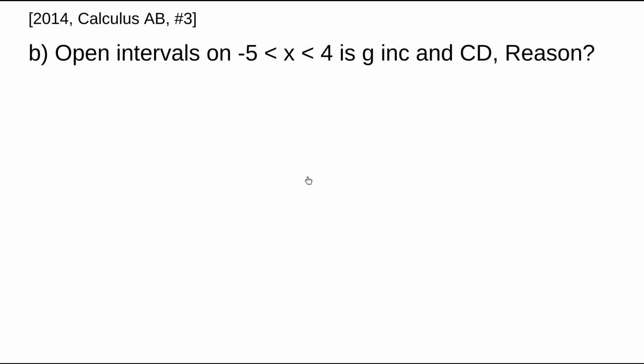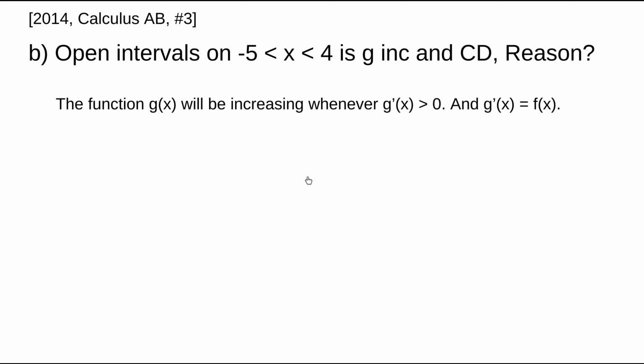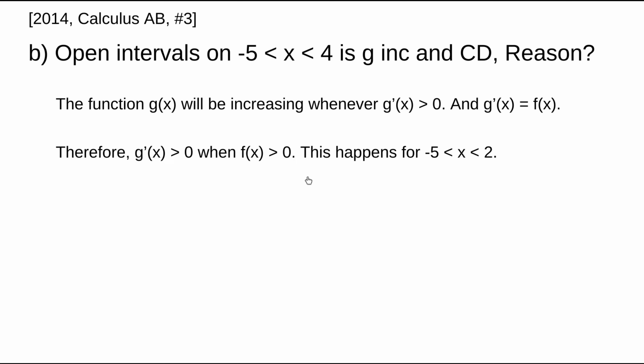In part B, we are asked to determine open intervals on the interval from -5 to 4 for which g is both increasing and concave down, and to provide a reason. Given the way that the function g is defined, g will be increasing when g prime of x is positive, and g prime of x is f of x. So really we just need to know when f of x is positive. Based on the graph, this will happen when x is between -5 and 2.